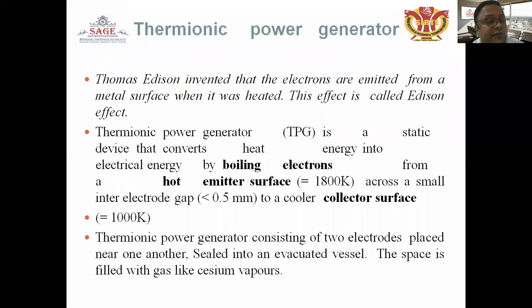Thermoelectric power generation, this is Thomas Edison invented that the electrons are emitted from a metal surface when it was heated. This effect is called the Edison effect.